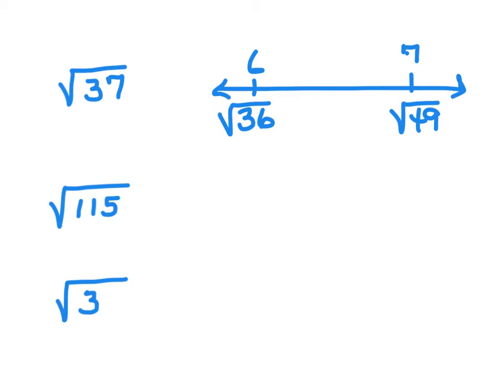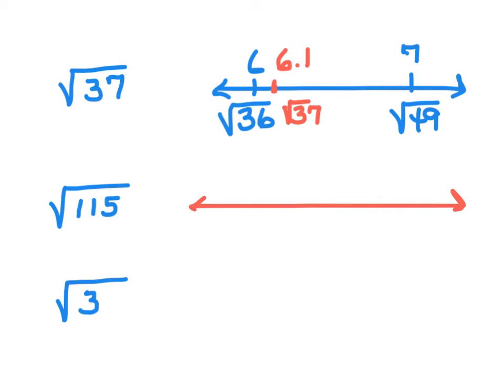So 37 on this continuum is right after 36. It's really close to 36. The square root of 37 should be really close to 6. I'm going to estimate it at about 6.1. And if I check my calculator, that's not a bad job. Square root of 115, well, let's see, I'm getting some bigger numbers here.